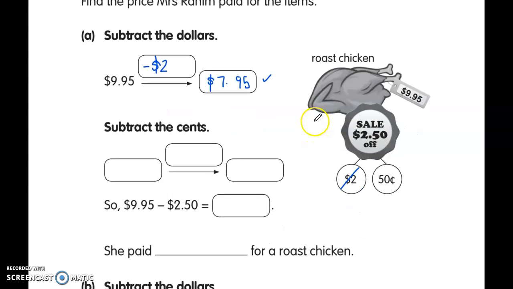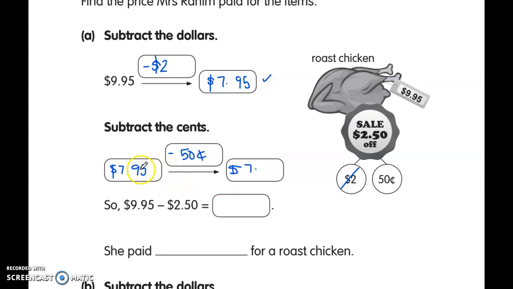So after you subtract the dollars, now you subtract the cents because we still have the 50 cents that we haven't minus off yet. So bring this $7.95 down. So subtract the cents. So how much is this? 50 cents, right? So the dollars is not affected, so dollars stay the same.